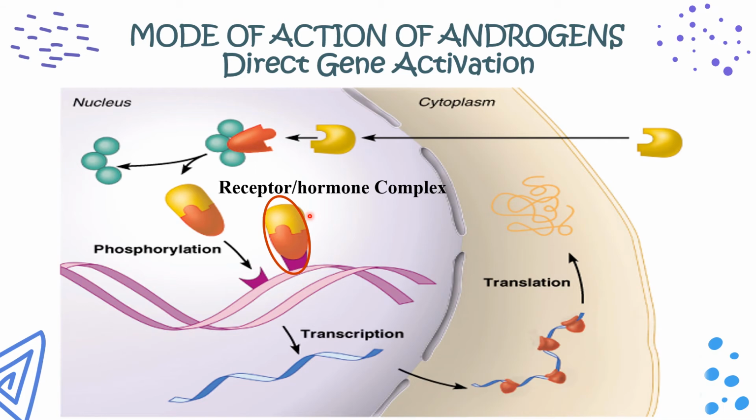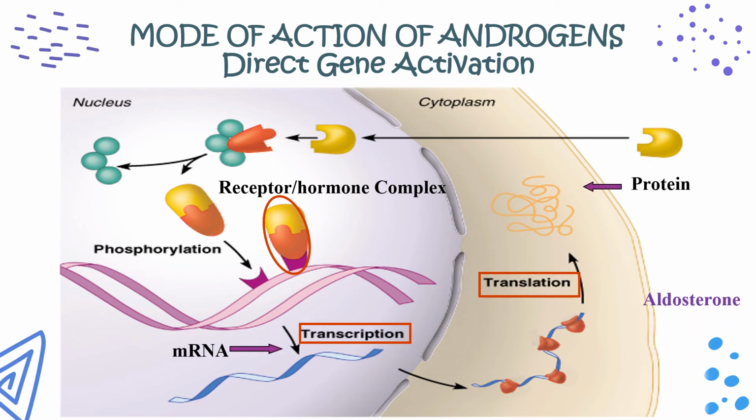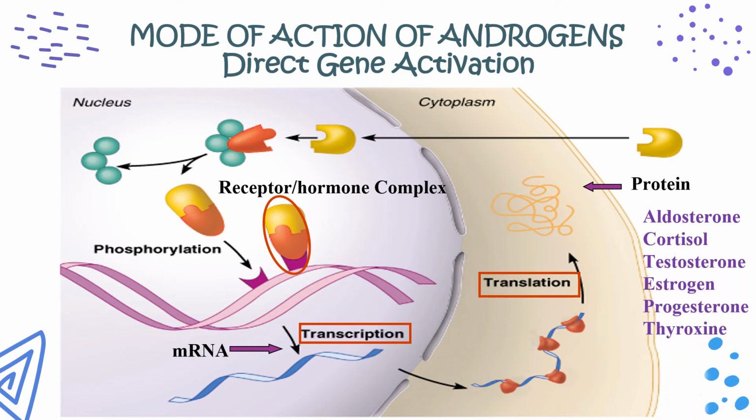There it promotes greater transcription of mRNA, leading to greater synthesis of proteins in the ribosomes. So testosterone primarily results in the increased synthesis of specific proteins which are required for the development of accessory sex organs and also muscular growth. There are other steroid hormones like androgens which act by this mechanism.